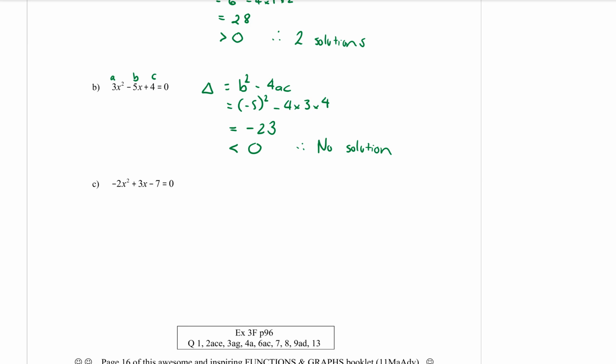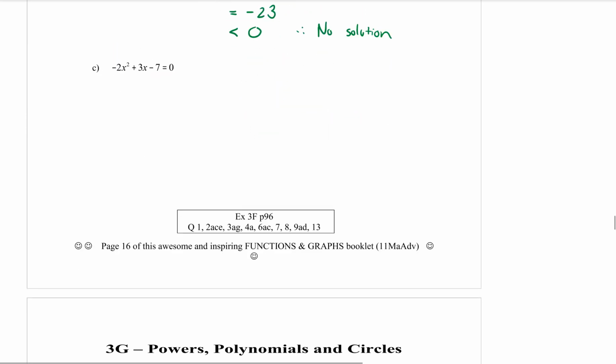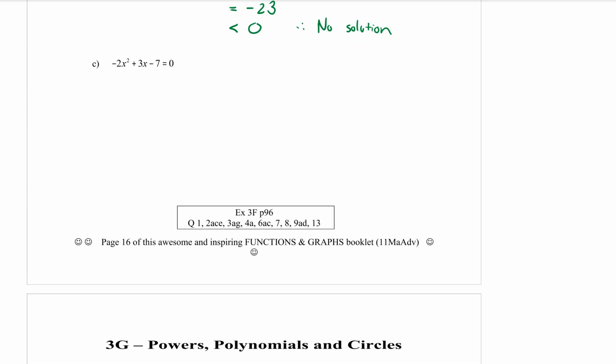So for this one, because there is a positive number in front of that x squared, positive meaning concave up, it's what we call a positive definite parabola because the whole parabola is going to have to be above the x-axis. Okay, another little tip.